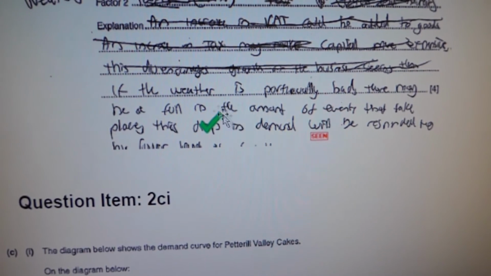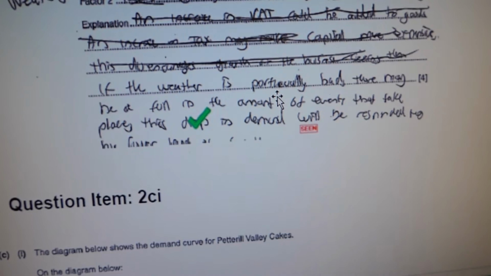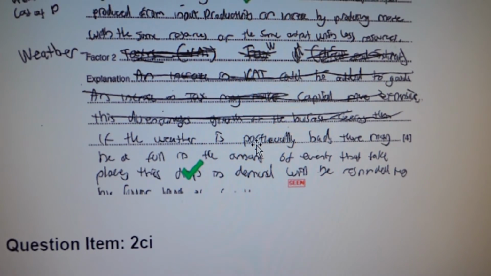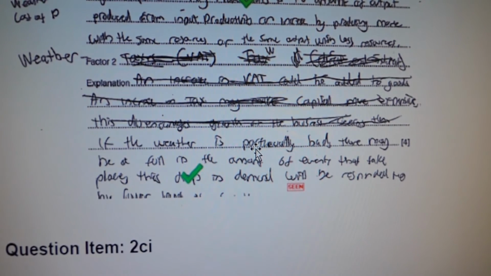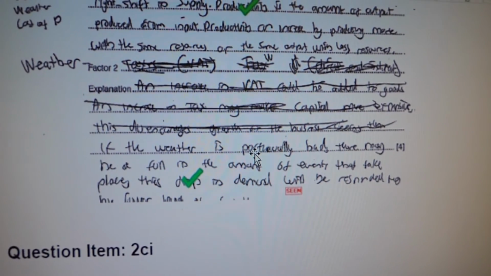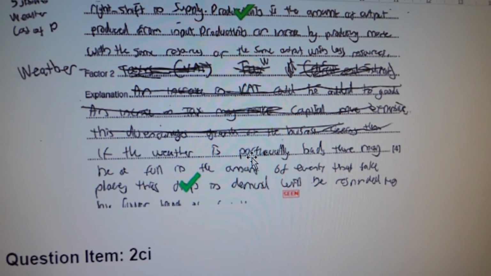What have they written for the second one? Weather. Right, so if you're a farmer or something like that and you're growing a harvest, if the weather's bad, supply falls, supply shifts left. Again, very straightforward. That really is an easy question.